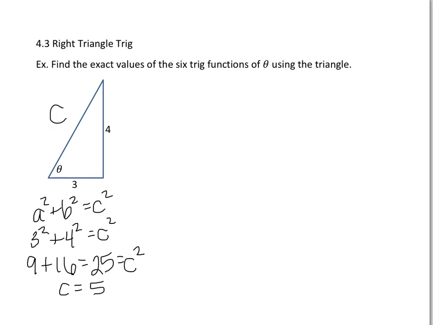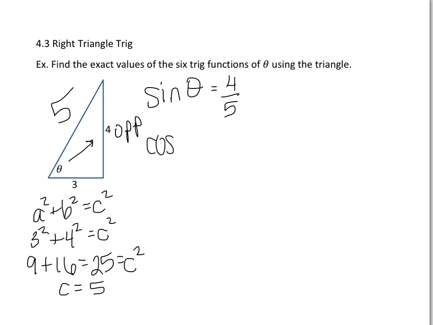So I can fill that in. Okay, and then start with sine. Sine of theta is opposite over hypotenuse. This is going to be my opposite side, so 4 over 5. Cosine of theta, adjacent over hypotenuse, 3 over 5. Tangent theta, opposite over adjacent, 4 over 3.